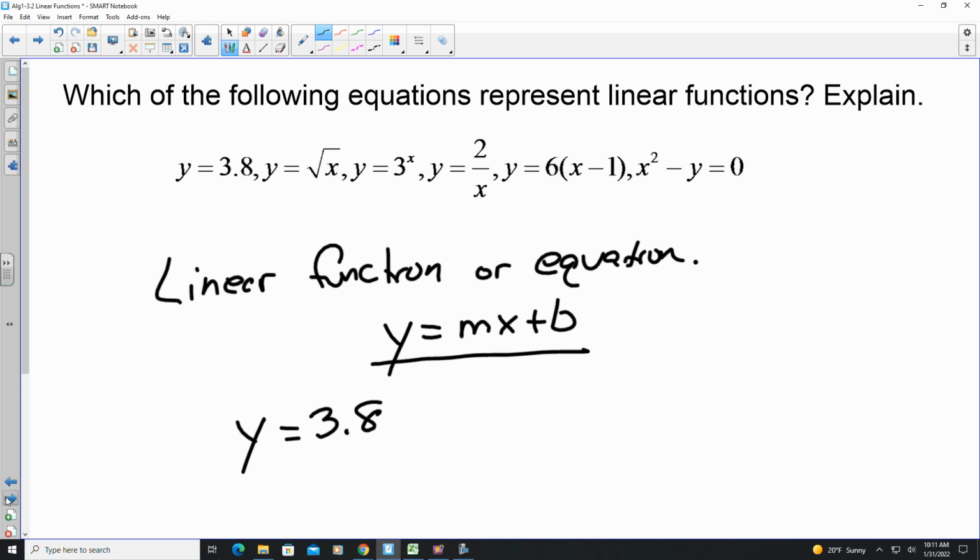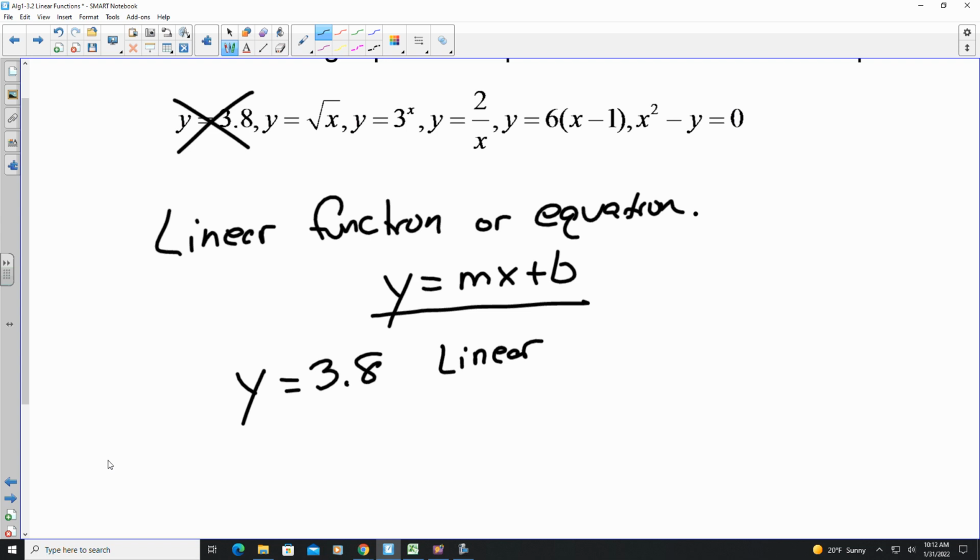So for one, y is by itself, good, and then it's going to be equal to, and there is no value of x. So since there is no value of x, that's okay. It just means that it's represented as a horizontal line. So the answer is yes, this would be linear, okay? So I'll X that one out. That one is linear. I'm just Xing out that I worked out that particular equation.